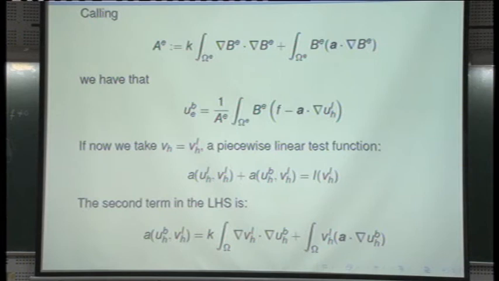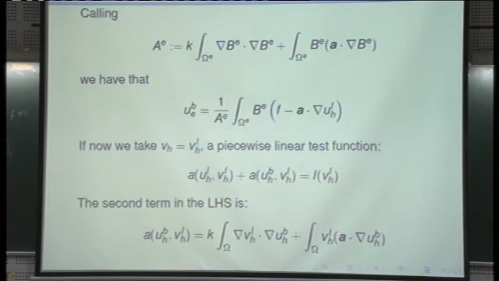Okay? And what can we do? Now we can take the test function equal to the linear part, which is piecewise linear. So again, if we take the test function equal to the linear part, this expression is very important. Look, we take the test function equal to the linear part, and we have split the unknown into the linear part plus the bubble part. We will see this expression later. So that's very typical, very simple, but useful.